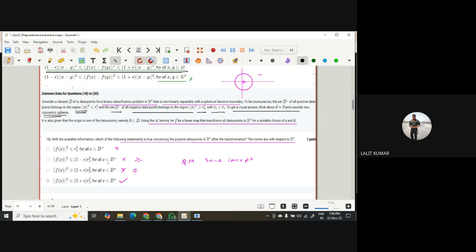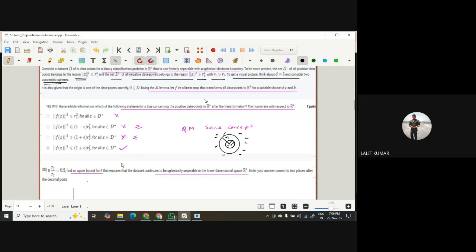So just think basically in 2D, so these are all points. This is R1, and here all are positive points. This is R2, and beyond this, all are negative points. So this is how it is. With the available information, which of the following statements is true concerning the positive data points in RK after the transformation? The norms are with respect to RK.